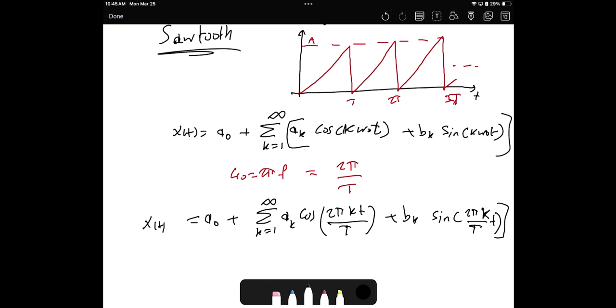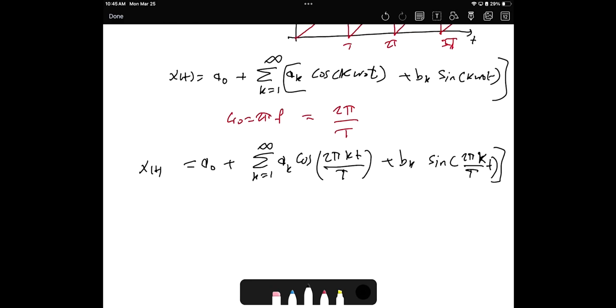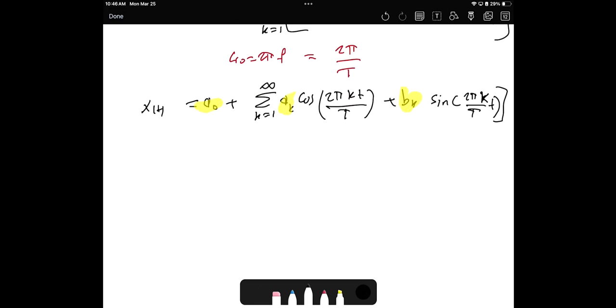Now I wrote the formula for it. There are 3 unknowns: a naught, a k, and b k. So we need to calculate these 3 unknowns. Let's calculate the first one, which is a naught.